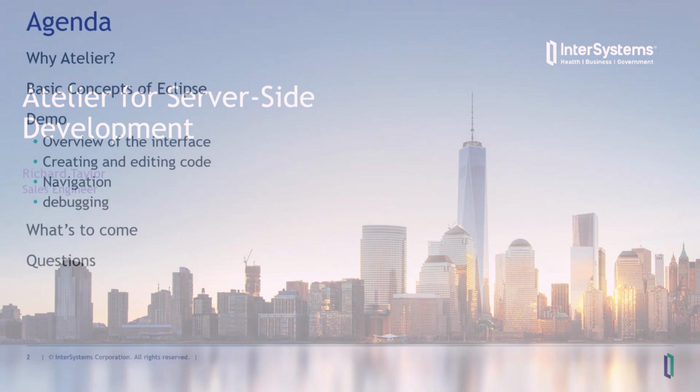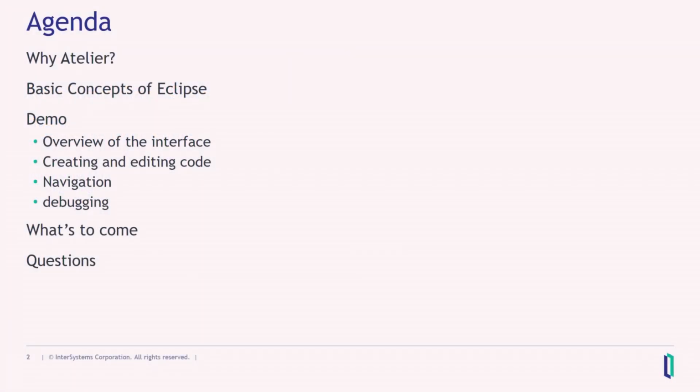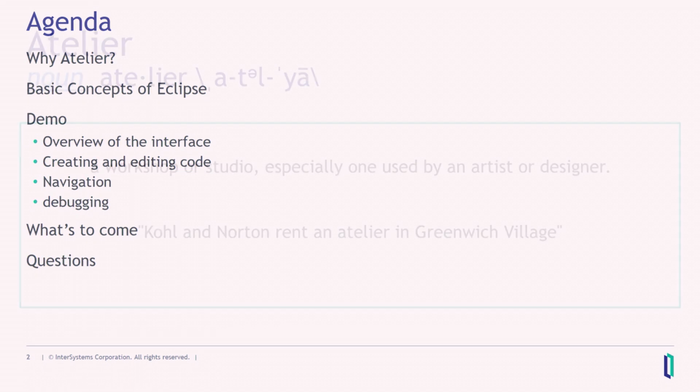Okay, so what we're going to be doing today is we're going to talk very briefly why we did this. Another why we'll click into there. We're going to talk a little bit about some basics. Since most of you seem to have worked with it before, I'm going to go through that pretty quick, but it bears repeating some of the basics of working with Eclipse. Then we're going to jump right into a demo. We're going to do typical server-side development, create a class, do some debugging, show you how to navigate around and take advantage of how things have been implemented in the Atelier system. Then we'll talk about what's to come, which is constantly changing, and take some questions. So let's jump right in.